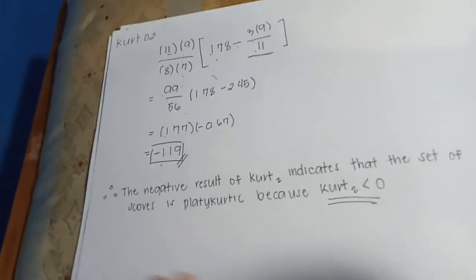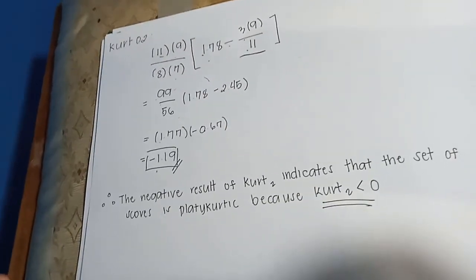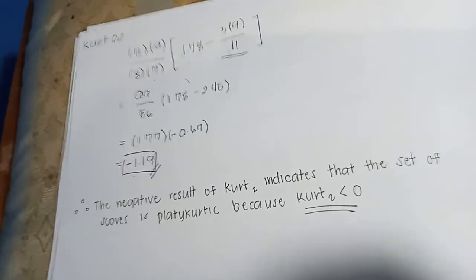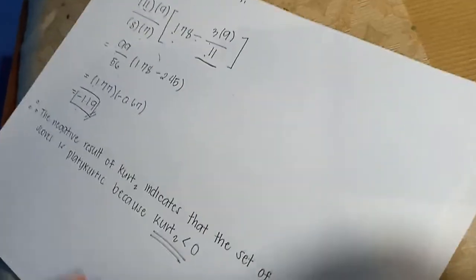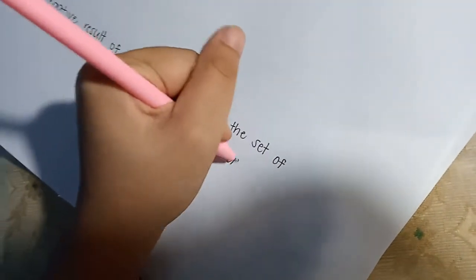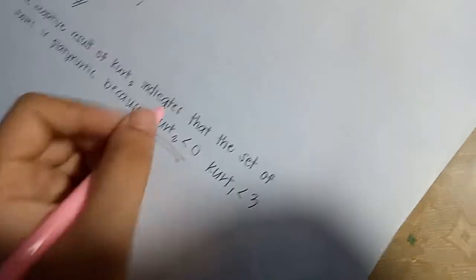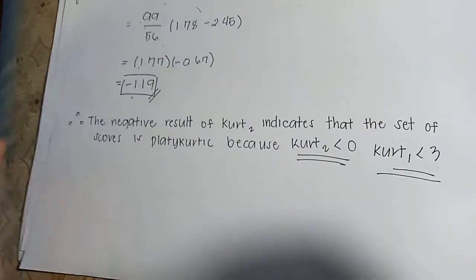Like so. So, that's it. So, the negative result of Kurt 2 indicates that the set of scores is platykurtic because Kurt 2 is less than 0. And also, that Kurt 1 is less than 3. There we go. So, that's it.